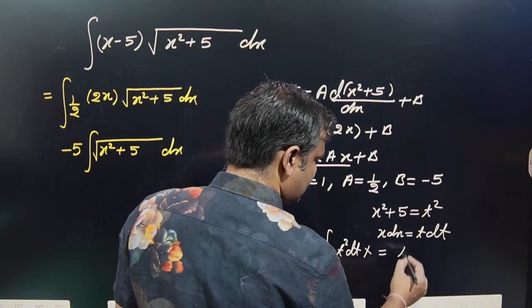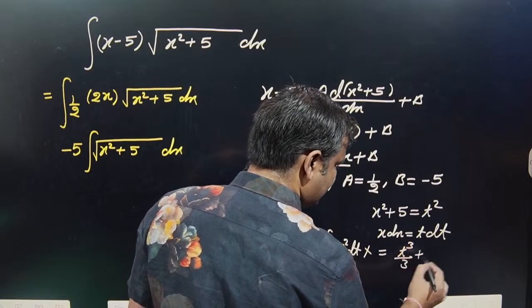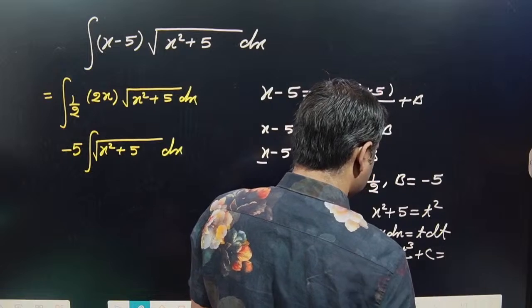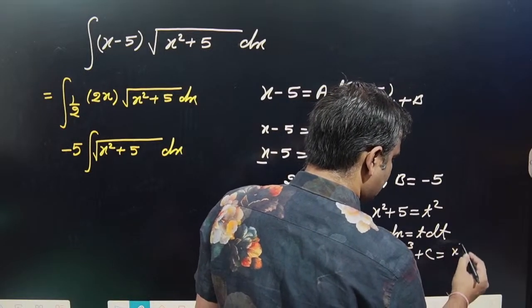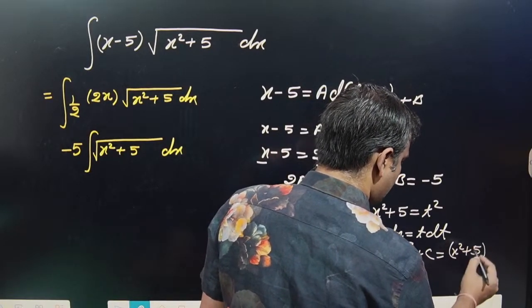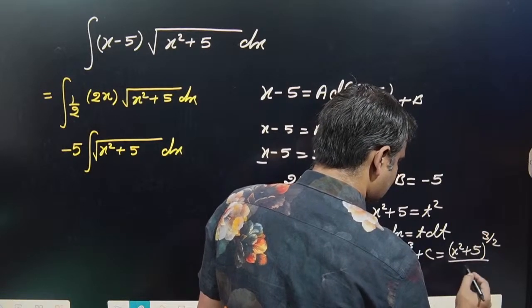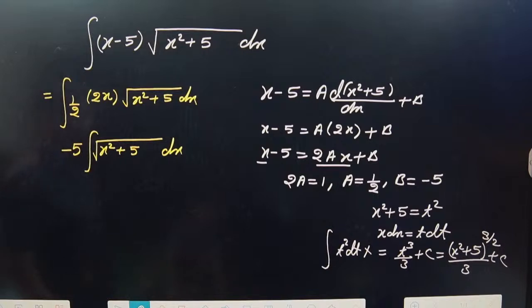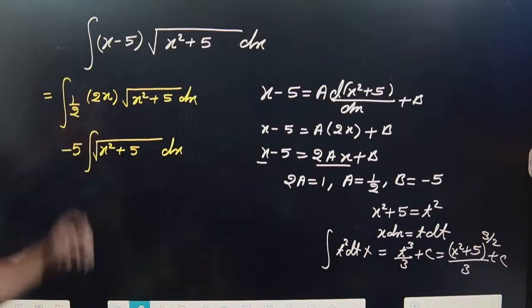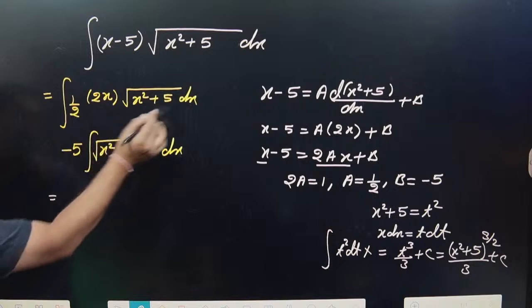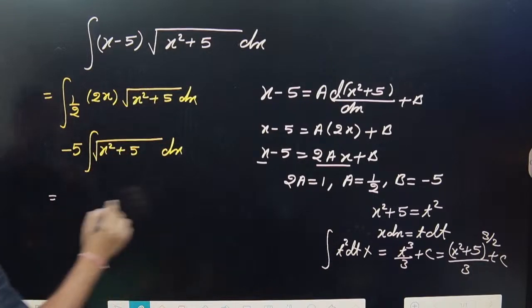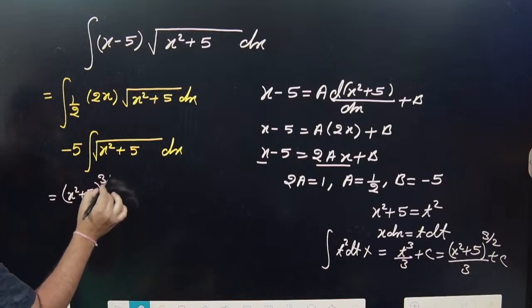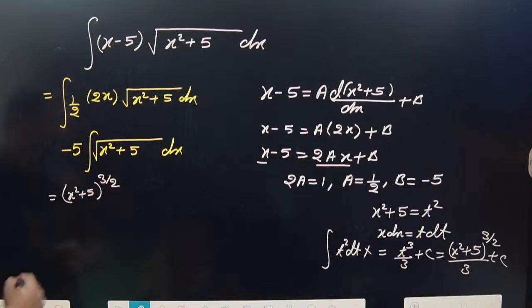So what is that value? Here t cube divided by 3 plus c. And what is t? t is basically x square plus 5 to the whole power 3 by 2, divided by 3 plus c. Clear or not? So the 2 cancels. So that value is written as the integration of this, simply (x square plus 5) to the power 3 by 2 divided by 3.